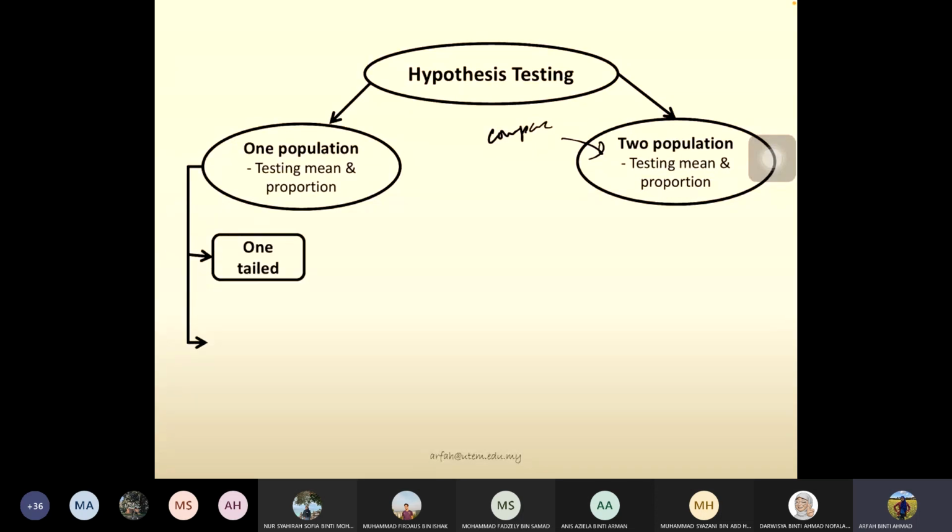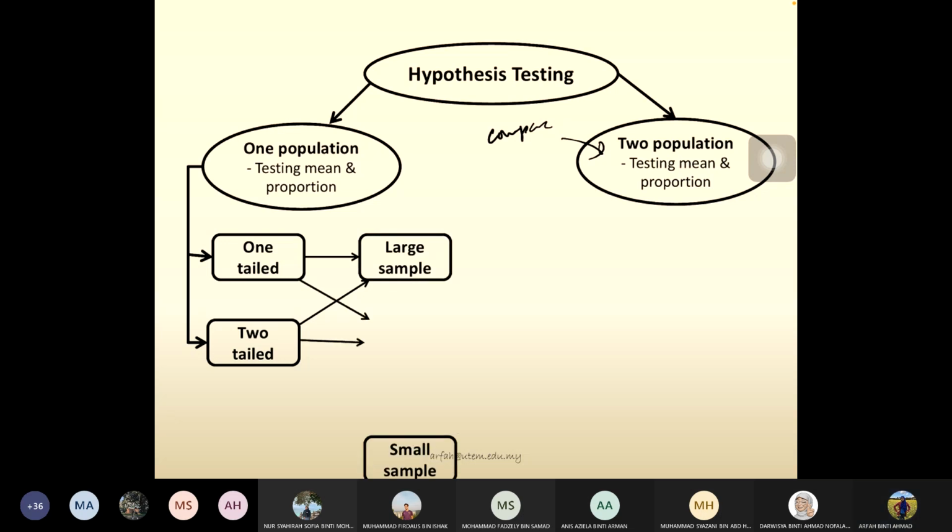And then untuk one population akan ada dua jenis testing, one tail atau two tail. Okay. So, one tail ni maksudnya, it is for the case yang mana dia ada tanda lebih besar atau sama dengan, atau lebih kecil dan juga sama dengan. Two tail if you have the non-equal sign. Okay. Sebab kita tengok kepada satu H0 atau H1 sahaja.